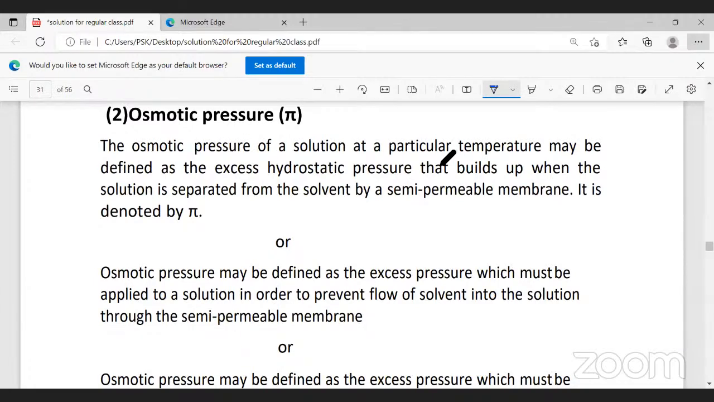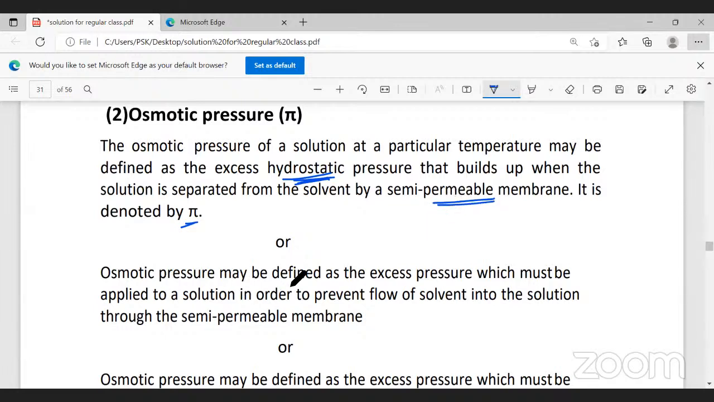Now, osmotic pressure of a solution at a particular temperature may be defined as the excess hydrostatic pressure that builds up when the solution is separated from the solvent by a semi-permeable membrane. It is denoted by pi. It's a complex definition. Osmotic pressure of a solution at a particular temperature may be defined as excess hydrostatic pressure that builds up when the solution is separated from solvent by semi-permeable membrane.